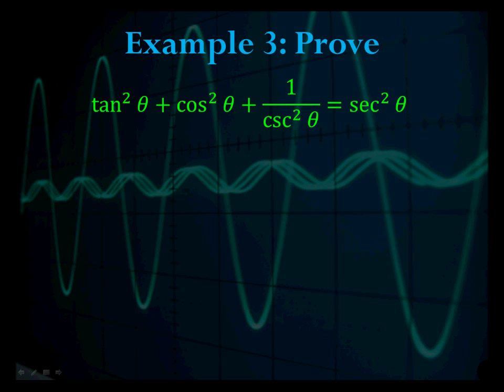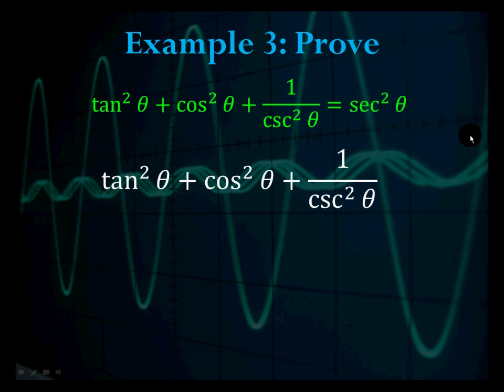Okay, example 3. Prove that tangent squared plus cosine squared plus 1 over cosecant squared equals secant squared. So again, all you can do is work with the expression on the left. So we're going to start with this. You cannot touch the secant squared. You are trying to get this to simplify into secant squared. Alright, so let's use different strategies here.